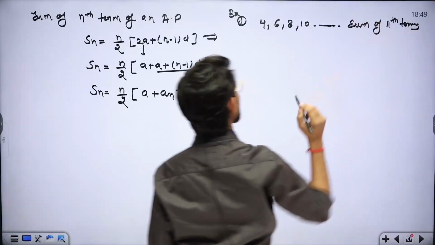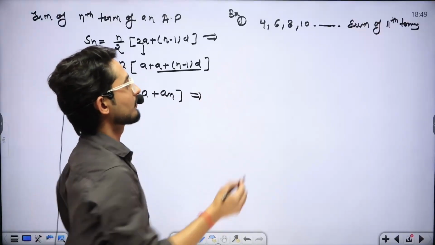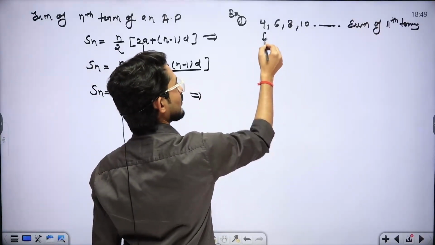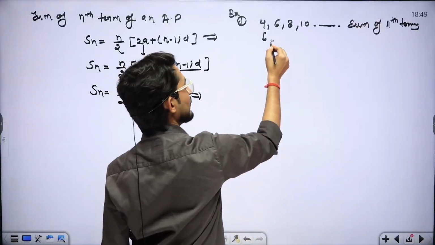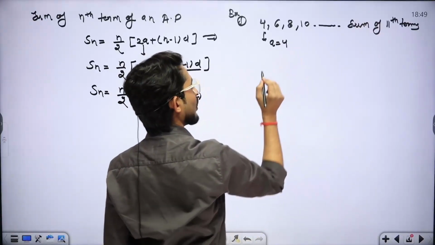How can you find a sum of 11 terms? Here you have given an AP. This is A1, then A2, then A3 and A4. So A1 means a, the first term, is given as 4. How can you find the common difference?